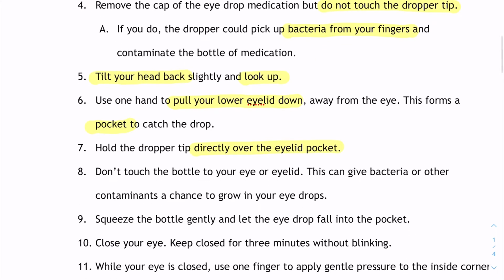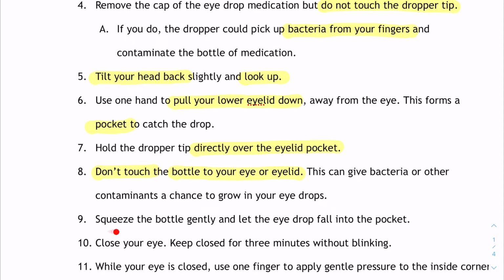The next step is step number 8. Please do not touch the bottle to your eye or eyelid. Again, the reason being, this can give rise to bacteria or other contaminants that can get inside the eye through the eye drops. So please do not touch the bottle to your eye or eyelid.